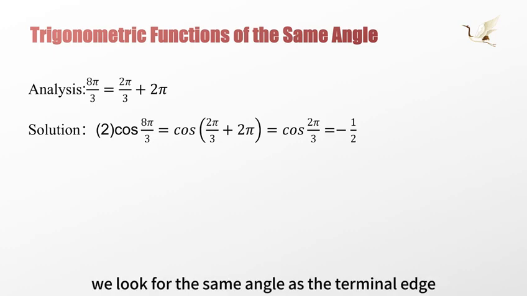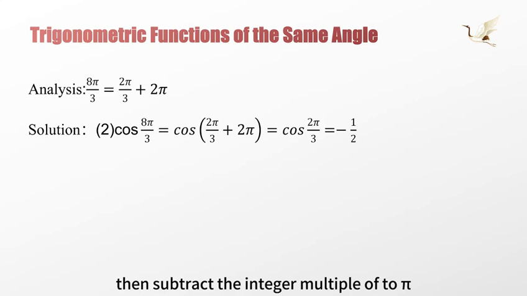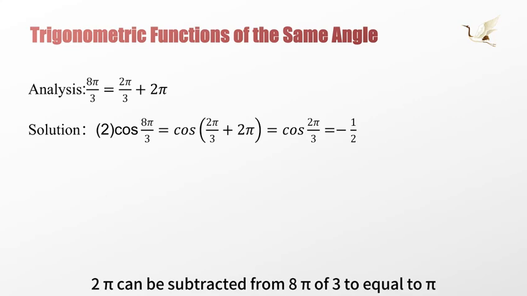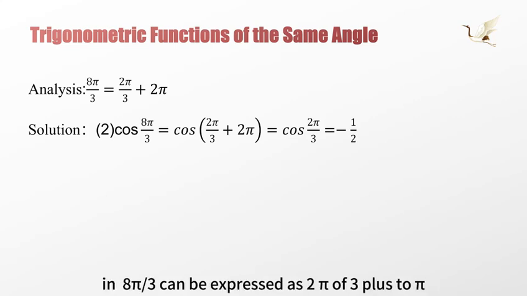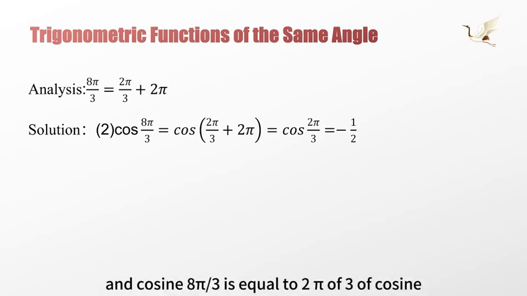We look for an angle with the same terminal edge as 8 pi over 3, and this angle is in the familiar range of 0 to 2 pi. Then subtract an integer multiple of 2 pi from 8 pi over 3. For example, 2 pi can be subtracted from 8 pi over 3 to equal 2 pi over 3. 8 pi over 3 can be expressed as 2 pi over 3 plus 2 pi, so their cosine values are equal, and cosine of 8 pi over 3 is equal to cosine of 2 pi over 3.